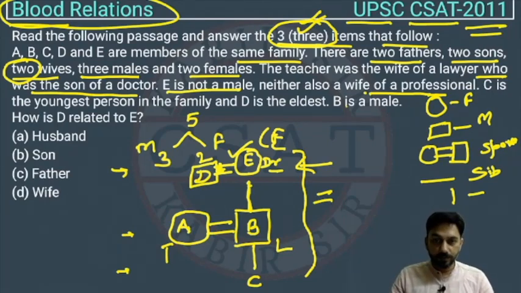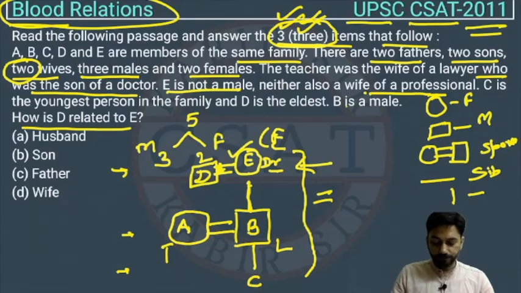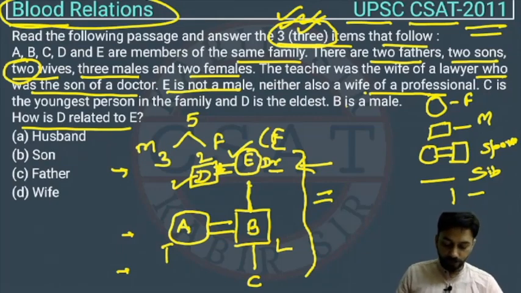Okay, now on the basis of this family tree, we will solve 3 questions because it is mentioned here that we have 3 questions on this. So how is D related to E? Right, so D is here. D is related to E. So D is the husband of E. So the answer will be option A.